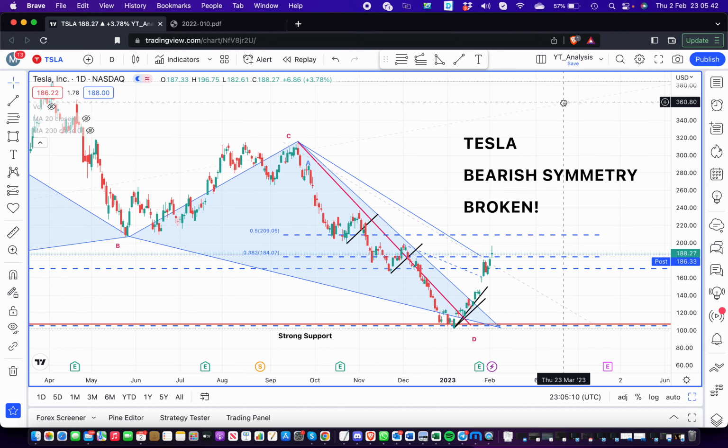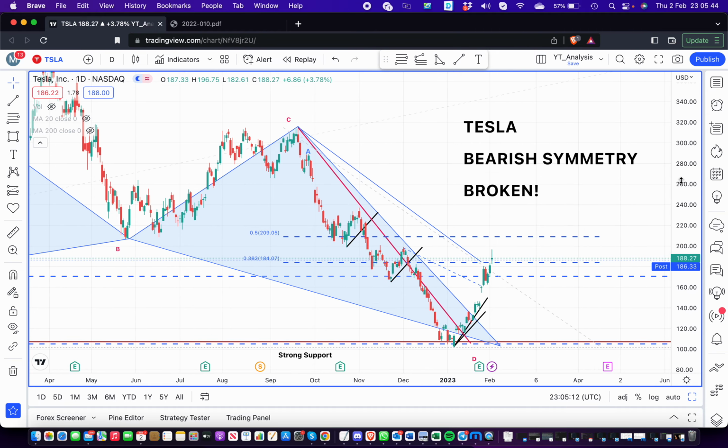So here, Tesla had actually broken its bearish symmetry quite a few days back. We made a video about it. You can go and have a look at that. We had also forecasted in advance the $105 per share as the support level. The support has been held so far, and we have had a fantastic move higher.